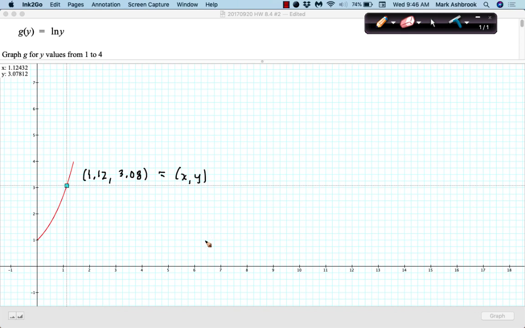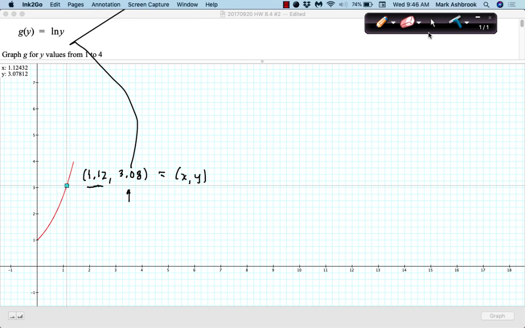Right, so now it's reversed, right? You're independent. We choose y first. We say when y is 3.08, 1.12 is the corresponding x coordinate, and where does the 1.12 come from? What's the meaning of that number? It's the function value, which is natural log of 3.08, right? So it's the value of the dependent variable, or the function value, when the input is 3.08. Okay, does it make sense?